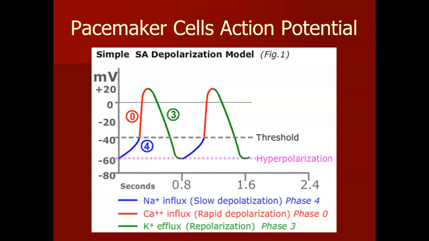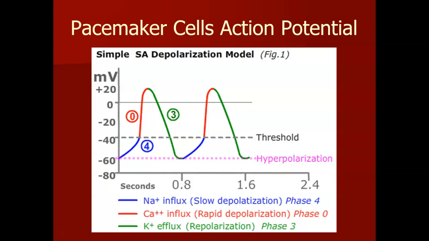And just like in a neuron, as we travel down the length of the axon, this same process is going to occur in a muscle fiber. However, remember we have two different kinds of cells. We have these pacemaker cells, and we also have the contractile cells, and their action potentials are going to be slightly different. Still going to have some of the basic features: depolarization is going to occur, the action potential, repolarization is going to occur, but there are some slight differences that are important to at least discuss.